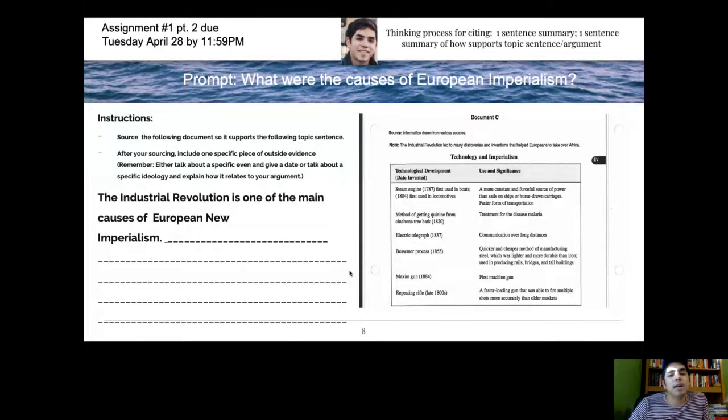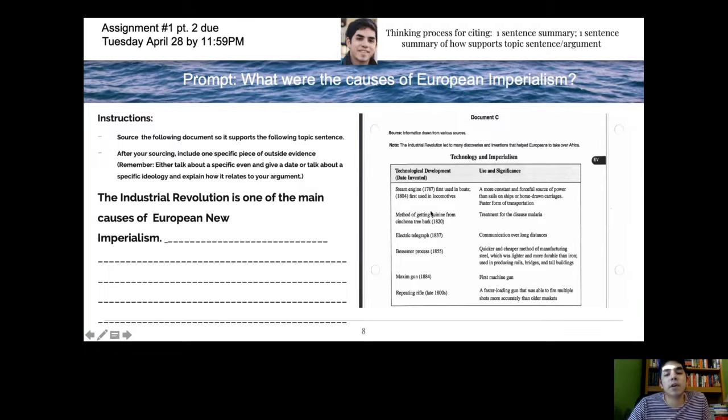The other part of what you're going to need to do by Tuesday, April 28th by 11:59 p.m.: you're going to cite this. Remember, the process of citing a document is completely different. You don't have to source every document, but citing is just a 1-sentence summary of the main idea of the document, and then 1 sentence on how it supports the topic sentence or argument. So it's actually not a lot, right? This is only going to be like 2 sentences, but make sure you get what the main idea is.